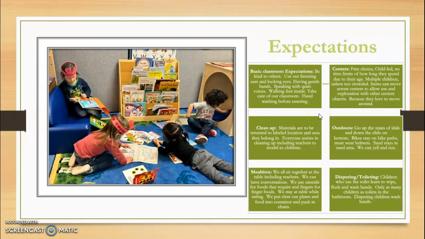Diapering and toileting. Children who use the toilet learn to wipe, flush, and wash hands. Only as many children that can use the toilet can use the toilets in the toileting area. So if there's 2 toilets, then only 2 children can access that area. Diapering children must also wash their hands once they've been diapered.